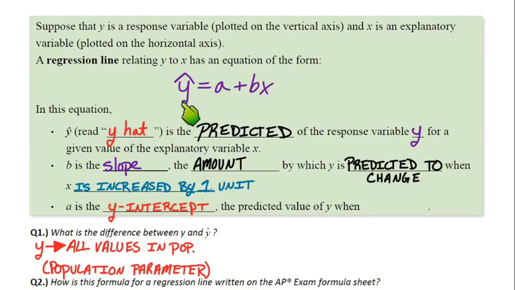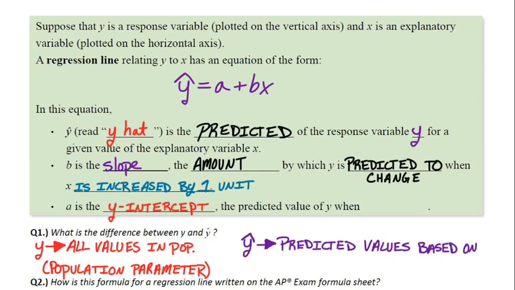So y hat, that's what we use from our sample. Say we have 10 observations. That's what we get from our sample data. So y hat is our predicted values based on our sample. That's our sample statistic. We talked about that a little bit last chapter. y is the perfect ideal world, the population parameter. We don't have all the values for everyone in the population, but whatever our sample is, we can make predictions. We're going to use y hat. So that's our sample statistic.